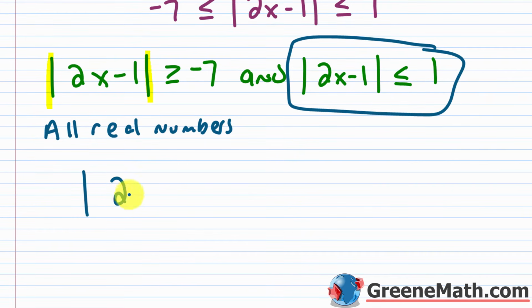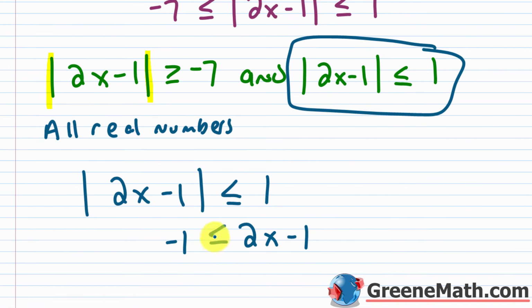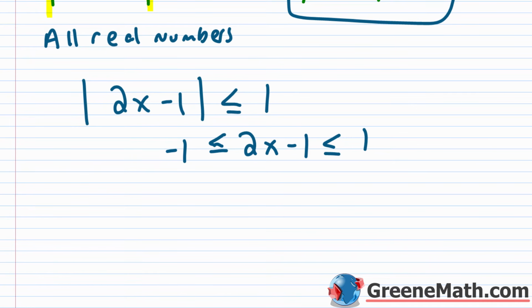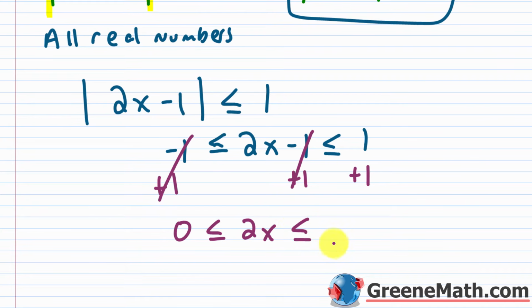We have the absolute value of 2x minus 1, and this is less than or equal to 1. So this is going to split up into 2x minus 1 is greater than or equal to negative 1, and we'll say "and" less than or equal to positive 1. So this is pretty quick to solve. We're just going to add 1 to each part here. So basically, this cancels, and you get 0 is less than or equal to 2x, which cancels, and this is less than or equal to 1 plus 1, which is going to be 2.